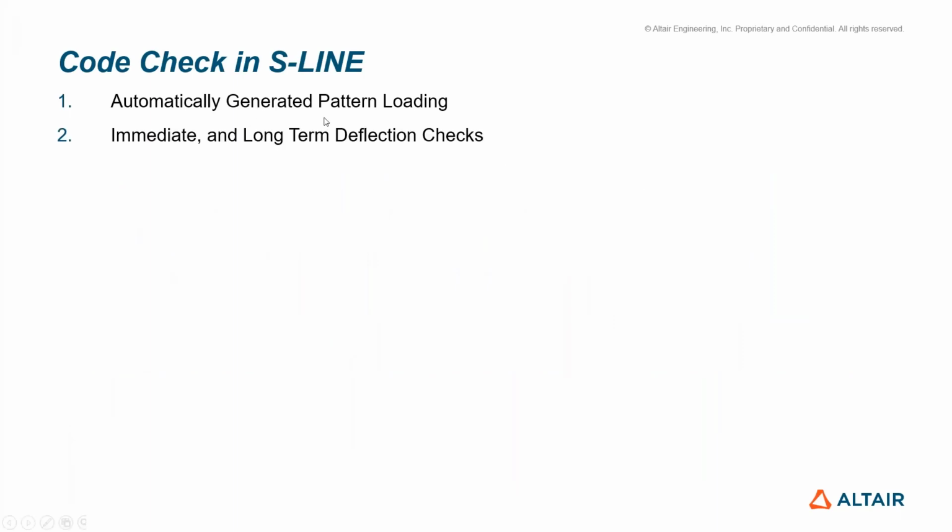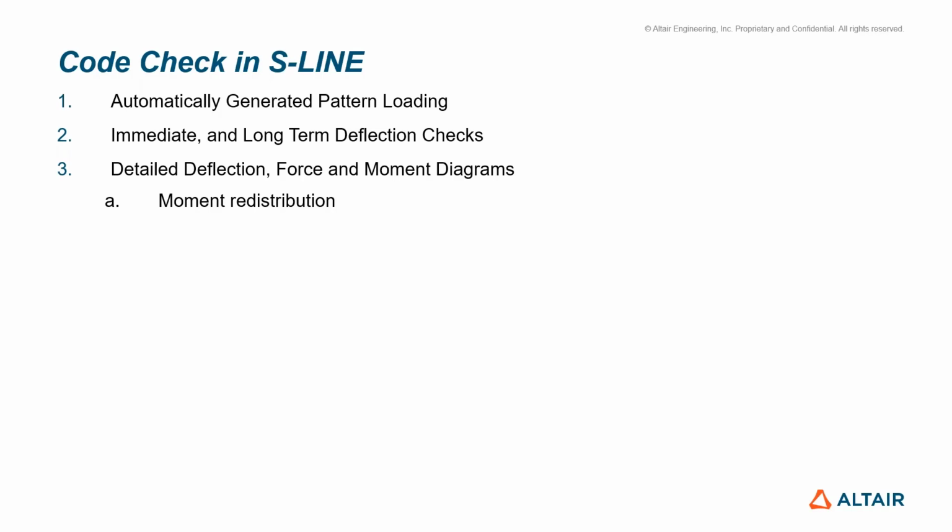So something that we touched on earlier in the presentation is the pattern loading that was generated. That's done automatically by the software. We can also consider immediate and long-term deflection checks, and our verification example will touch on that even more. We can look at detailed deflection, force, and moment diagrams that would consider moment redistribution. And all of this also ends up in our design reports as well.